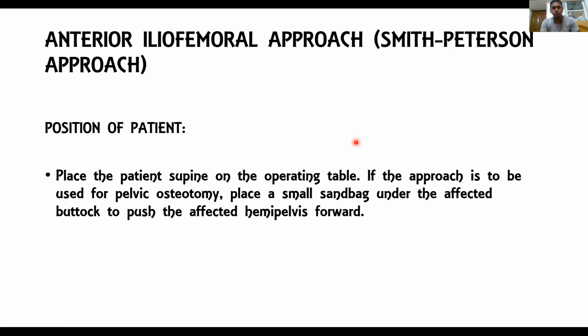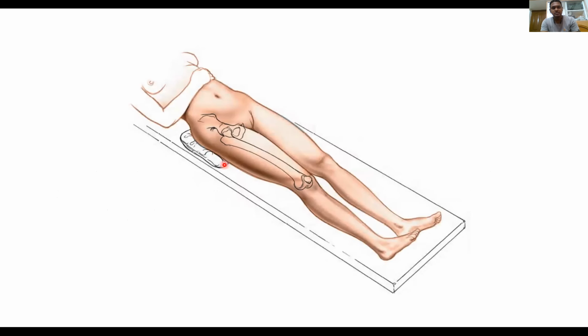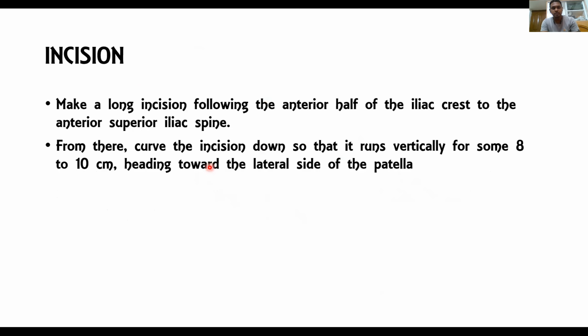If this approach is used for pelvic osteotomies, then place a small sandbag under the affected buttock to push the affected hemipelvis forward. You can see this picture. If this is the affected side, you can place a bump over the same side. For the incision, make a long incision following the anterior half of the iliac crest to the anterior superior iliac spine. That is the horizontal limb of Smith-Petersen. From there you curve down, so it runs vertically for some 8 to 10 centimeters, heading towards the lateral side of the patella. That is the vertical limb of Smith-Petersen.